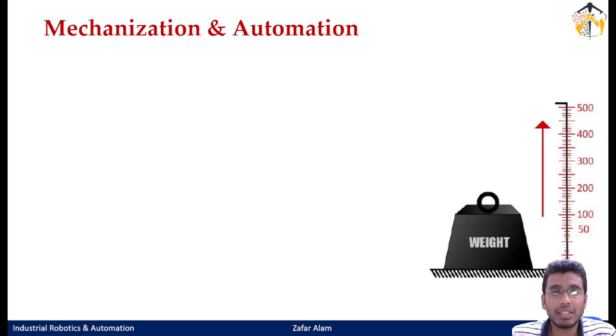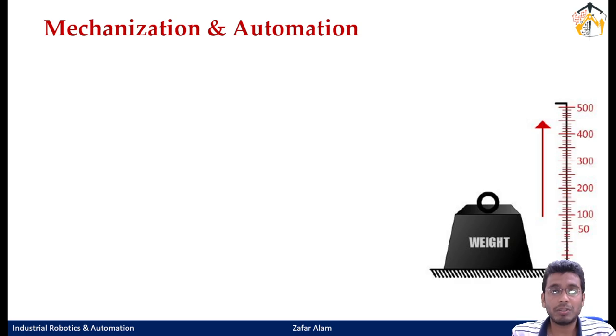So look at the figure on your right. There is a weight, let us assume it is 100 kg, and I have to lift it to a height of 500 centimeters, that is 5 meters. Suppose 4 or 5 laborers put a cloth over it and lift it manually and place it at that height. What will you call this? This is manual lifting. Till now it's not mechanization. It is just your labor work.